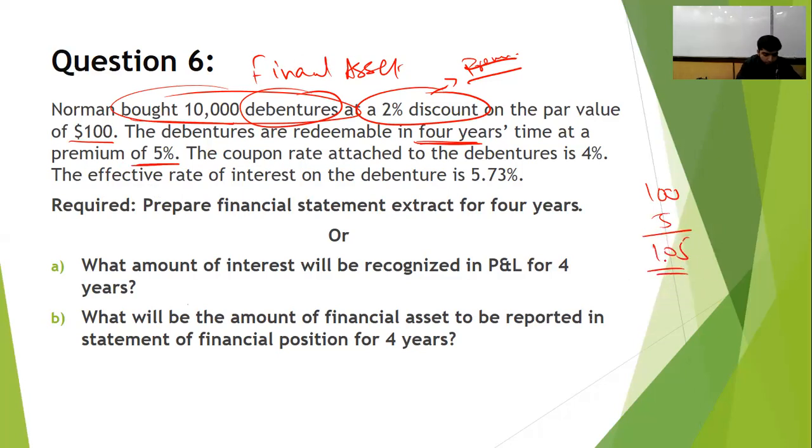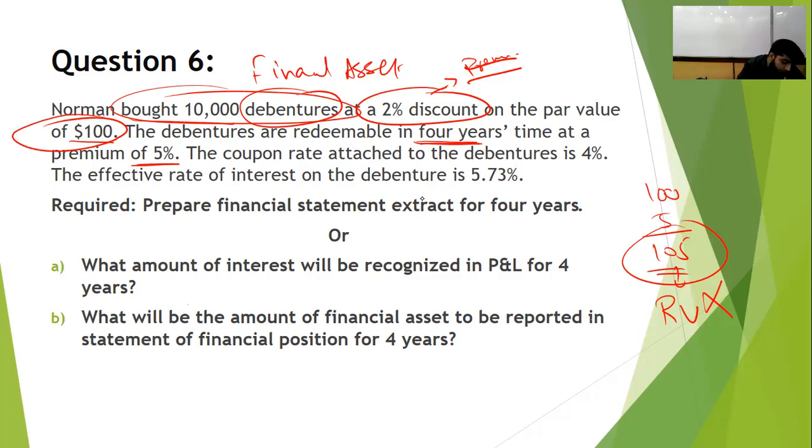What is that 105? Can anyone tell me, please? The debentures are redeemable in 4 years' time at a premium of 5%. Yes, exactly. That is the redeemable value. What I told you at the very start, you need to identify the par value. That is $100. What is the market value? $98, that is 100 minus 2. And what is the redeemable value? That is 105. And to be very honest, if nothing is mentioned regarding the redeemable value, it's completely fine. If you can identify it, it's good, but if you can't find it, it's completely fine. There is no use of the redeemable value in the solution.